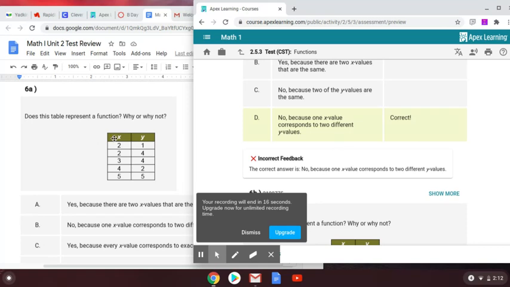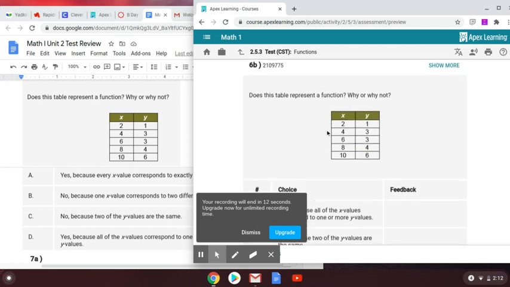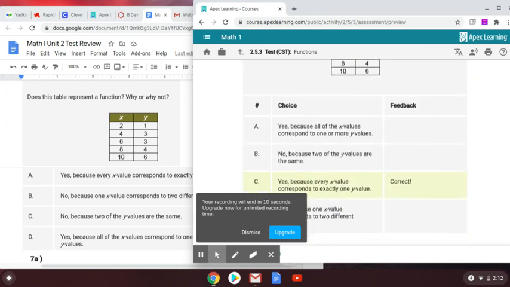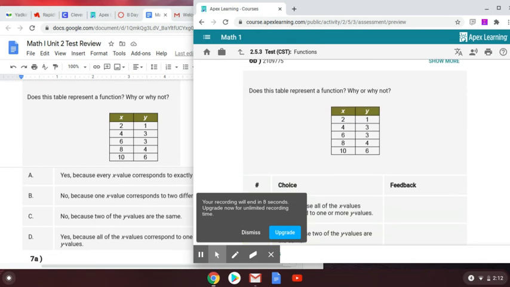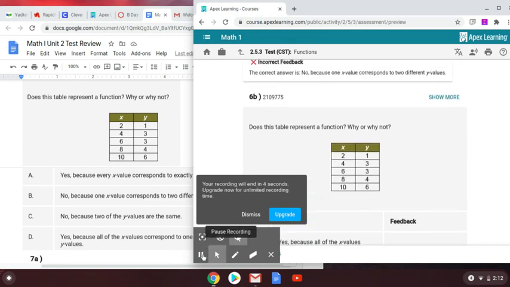I have 17 seconds. Does this represent a function or not? Yes, it does, because every x value corresponds with exactly one y value. And then we'll pick up with question 7.